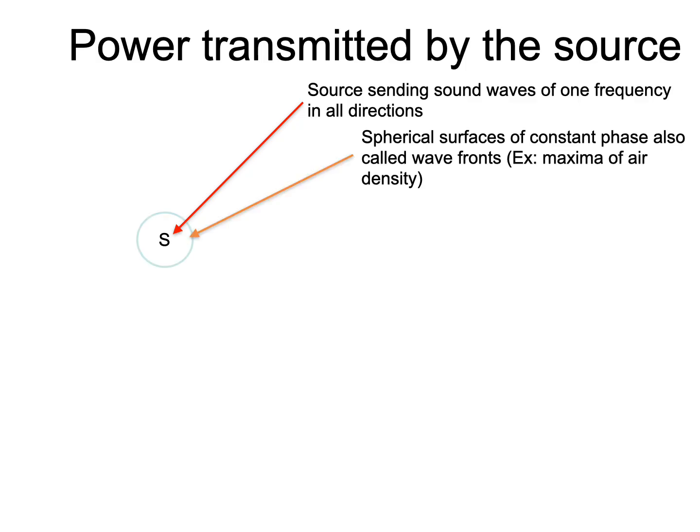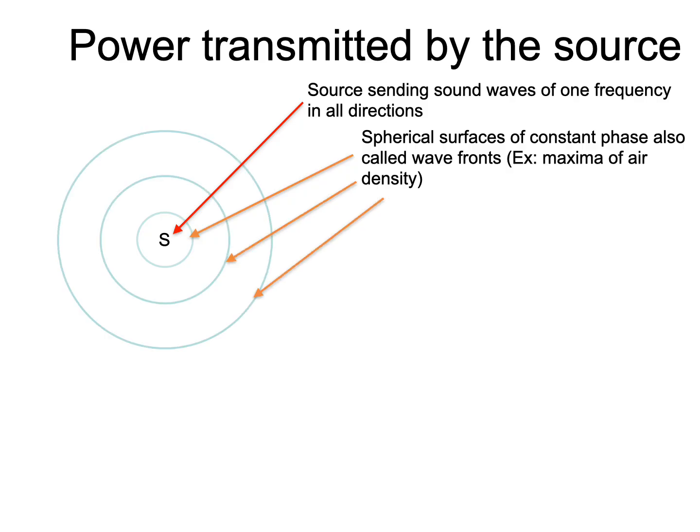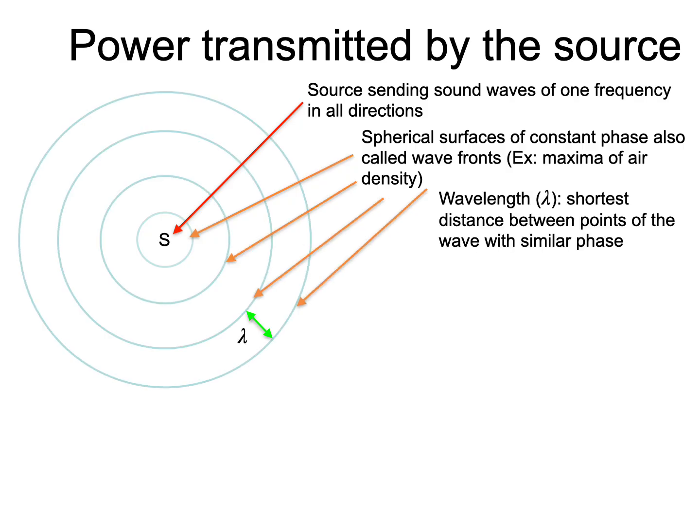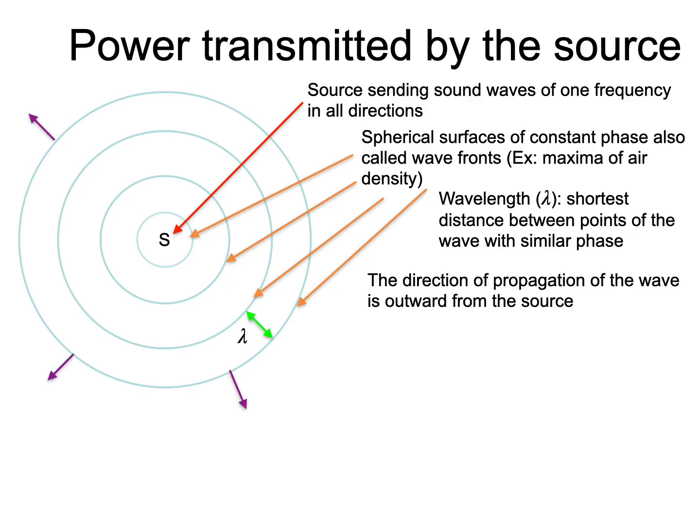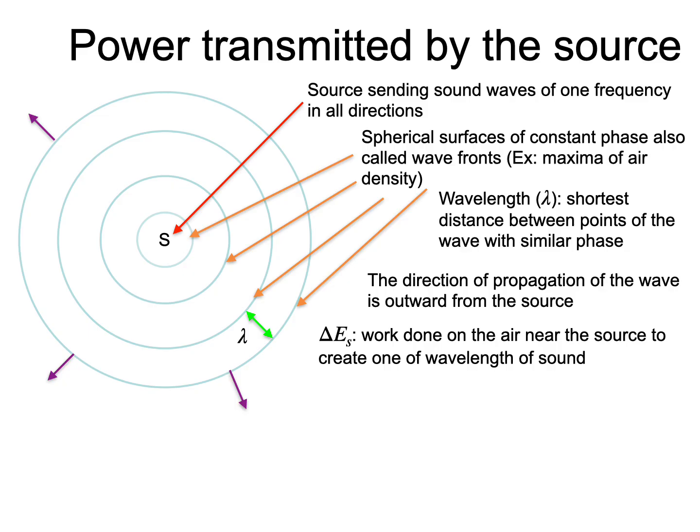There is a new one of these that appears every period. The smallest distance between similar phase of the wave is still the wavelength. Each part of the wave is traveling away from the source. On the slide, it looks two-dimensional, but the shape of the medium for each wavelength is a spherical shell of one wavelength in thickness. Let us say that the work done by the source on the air nearby during one period is delta ES. The power of the source is then delta ES divided by the period.